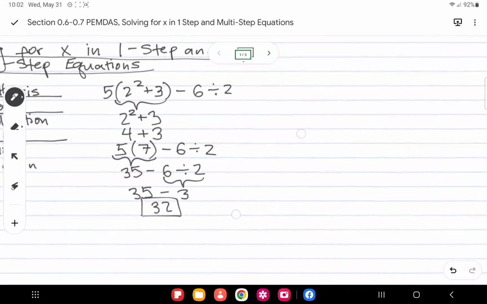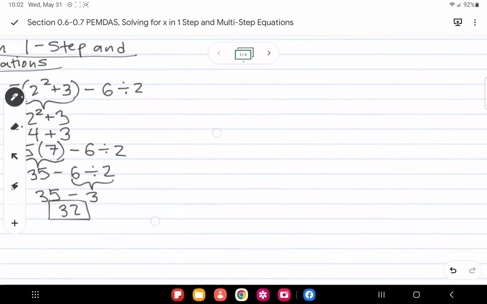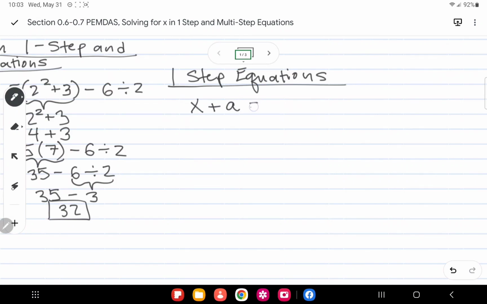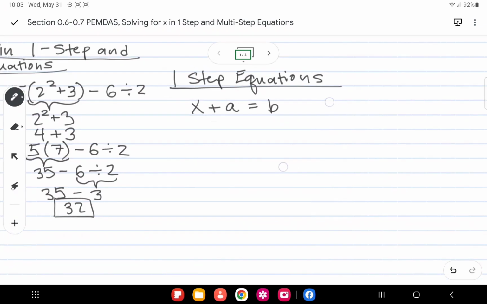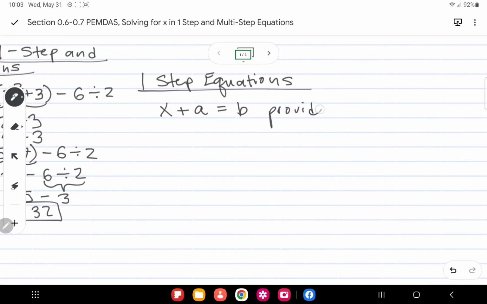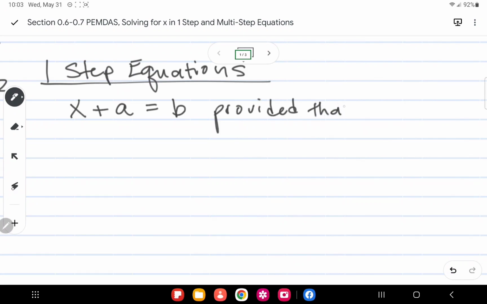So I'll slide this on over. One-step equations are in the format of, sorry, not AX, usually X plus A equals B, provided that A and B are numbers.